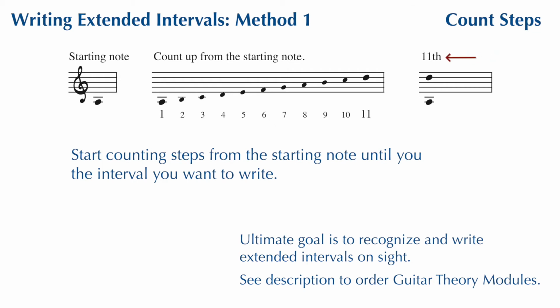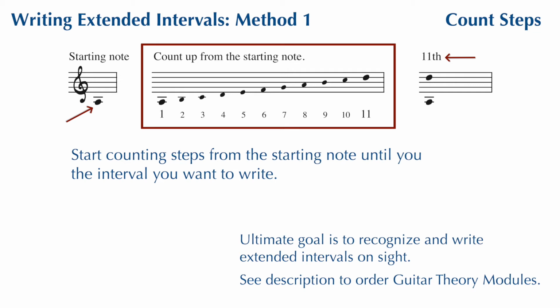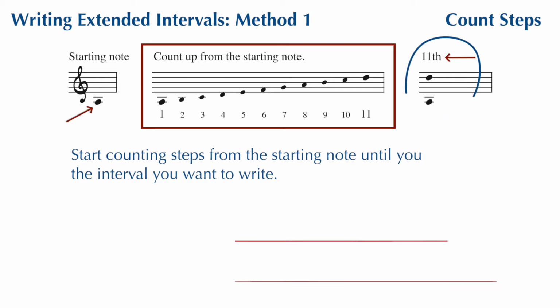So let's say you want to write an 11th above low A. You simply write a low A and then count the steps until you've reached an 11th. 1, 2, 3, 4, 5, 6, 7, 8, 9, 10, 11. So an 11th above that low A would be this D.